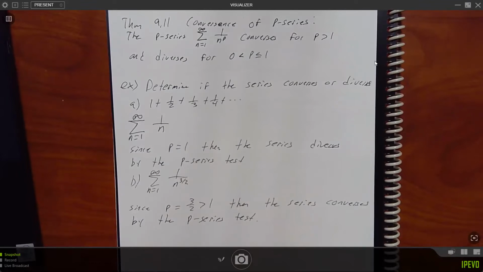But the thing you should always do first, which I didn't do here, but later when we have just a random series, and I'll tell you what the test is: check the limit of the sequence first. Limit 0, then cool.